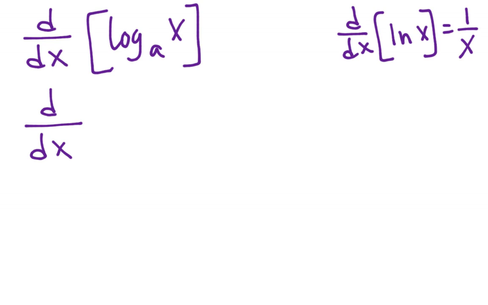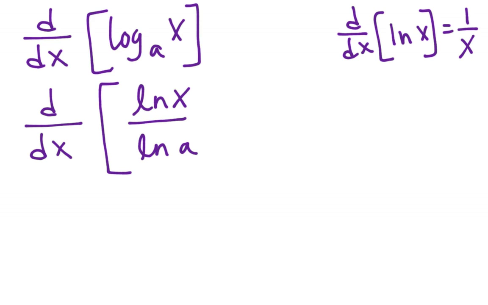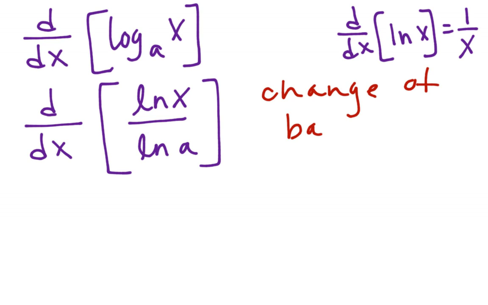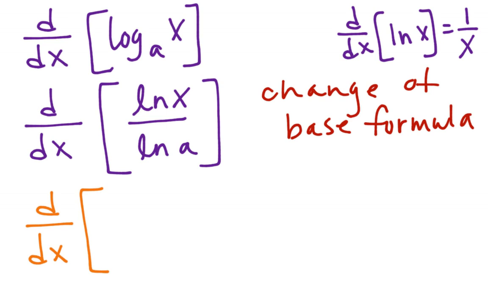So let's see. Log base A of x can be rewritten as ln x over ln A. And that's your change of base formula. That's all that is. And I'm going to rewrite it. Notice everything can be rewritten, and that's what we're doing so much. We're manipulating and making it fit this pattern. So 1 over ln A times ln x.